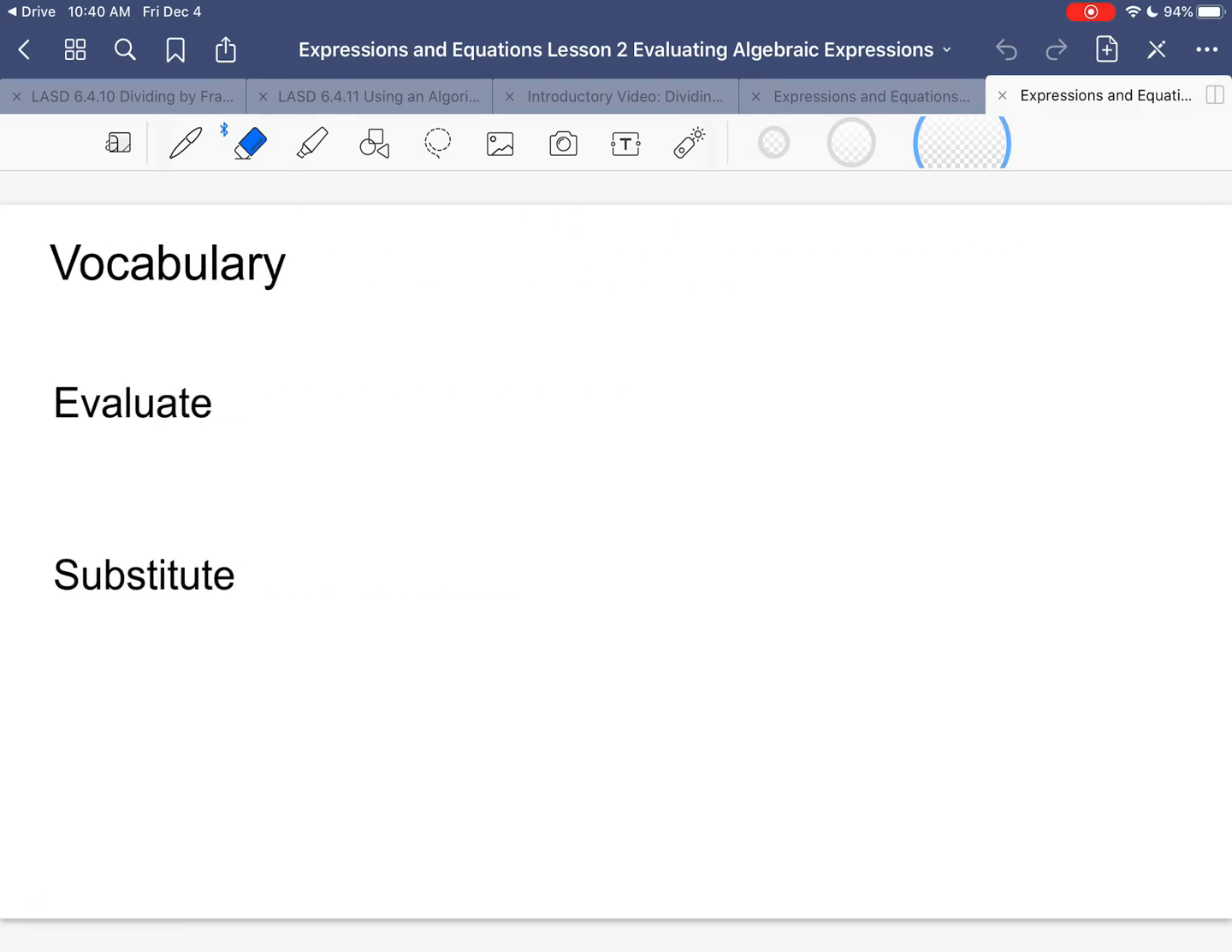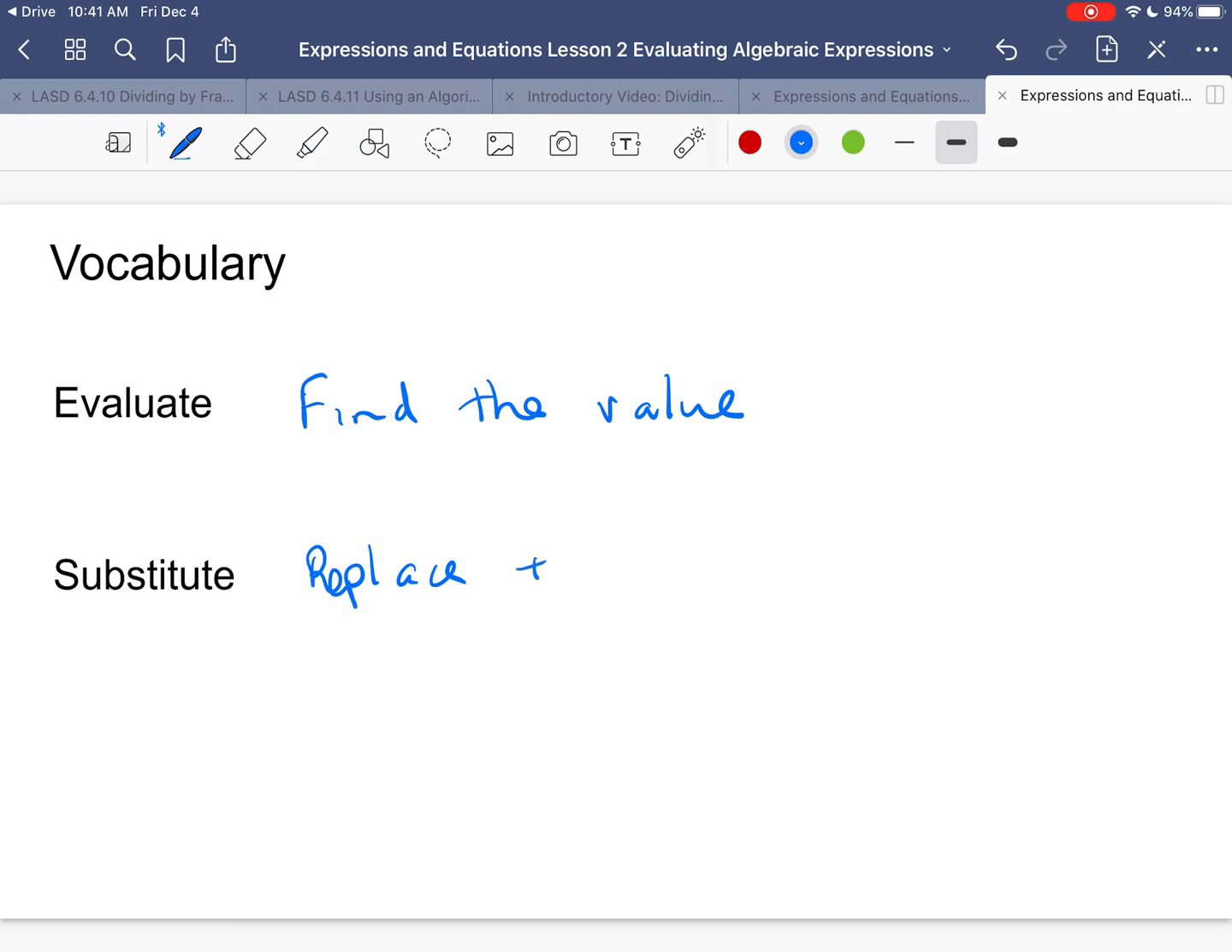And so some vocabulary you're going to hear today and throughout the unit are evaluate and substitute. Evaluate means find the value of, or calculate the value, and substitute means replace. So replace the variable with a number. And that's what we're going to work on today.